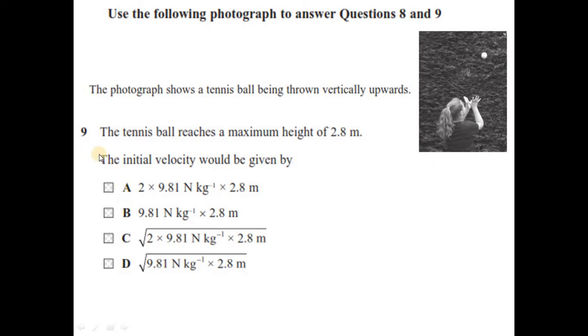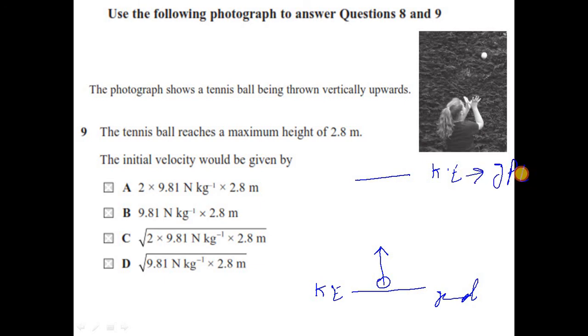Same situation, the tennis ball reaches a maximum height of 2.8 meters. The initial velocity would be given by... The idea is you throw some object from the ground. That means you give some initial velocity or kinetic energy at the start, due to which the object will start moving up. As the object keeps moving up, kinetic energy decreases, or velocity decreases. After reaching some height, all the kinetic energy converts into gravitational potential energy.